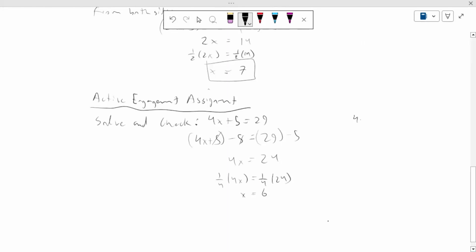So I get 4 times 6 plus 5 equals 29 when I plug x equals 6 back into there, right? But 4 times 6 is, of course, 24, right? 24 plus 5 is 29. So there we go. All right, we get a true statement. So then it must have been a solution. Okay. All right. Any questions on that at all?